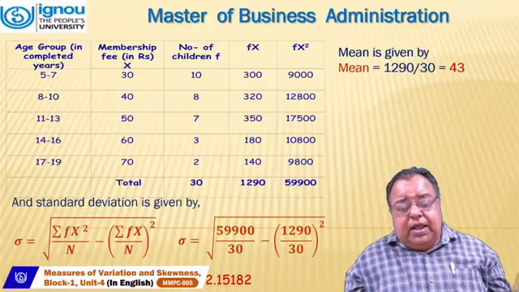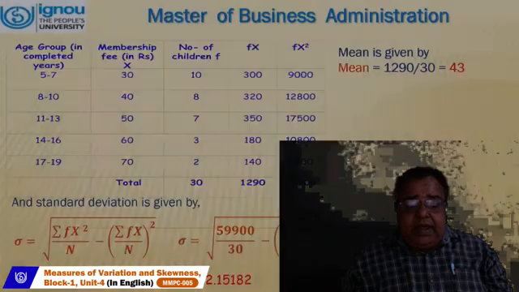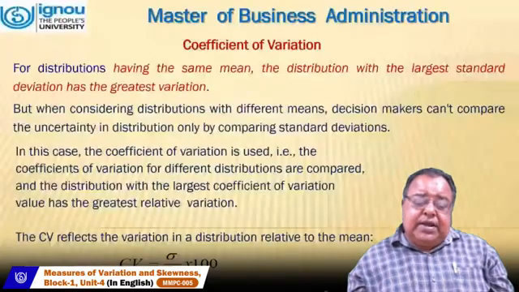So we will be using the formula under root fx square by... we have to see the standard deviation. The larger the standard deviation, the greater is the mean.